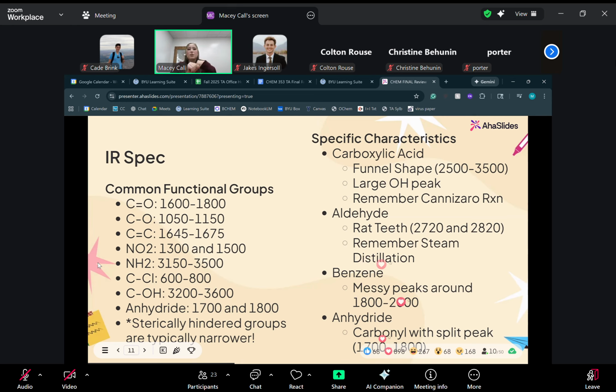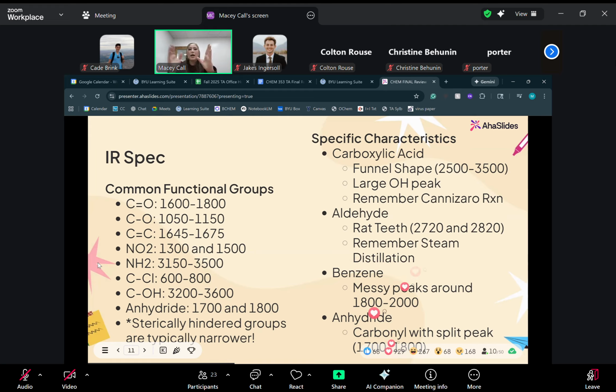So some key things: carboxylic acids look like funnels. They're really wide. They'll probably have an OH peak as well. But they're going to be a big bulky group towards the left of your IR peak, right? So 2500 to 3500. An aldehyde is going to have rat teeth. Some people call them daggers. Basically, it's two little points around 2700 and 2800.